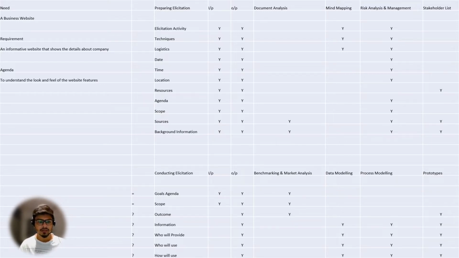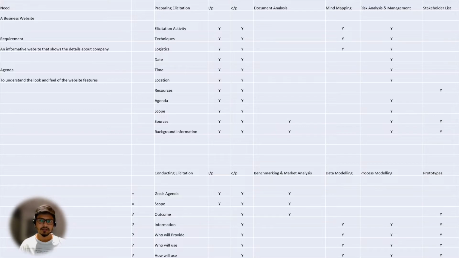Now, as a business analyst, you need to understand the look and feel of a website feature, right? So the elicitation activity would be more like a collaboration with the stakeholder to understand their business need. So the input should be from your side first. You need to identify which elicitation activity you need to select, that is the collaborative elicitation activities. Will the output of the elicitation activity which I've selected be useful to me? Yes, definitely, you are the one who will be considering that output again. What kind of technique will be helpful here is the mind mapping technique and risk analysis and management.